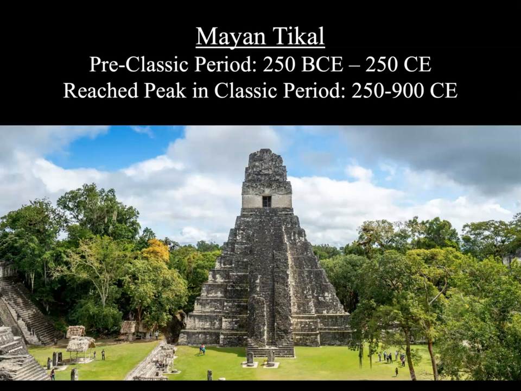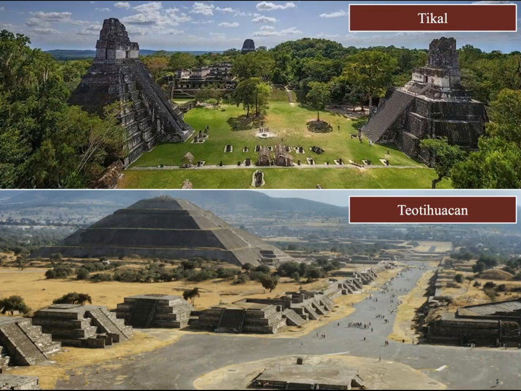Now, Mayan Tikal also has 2 different periods we're going to be talking about. I'm not going to dive into them extensively. I just wanted to give you an overview of them. The pre-classic period is about 250 BCE to 250 CE, and then the peak classic period is 250 to 900 CE. It's very much considered contemporaneous to Teotihuacan in Mexico as well. So you can think about these 2 cultures lining up together.